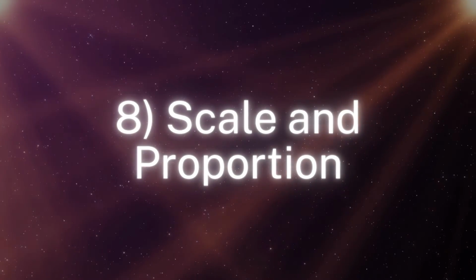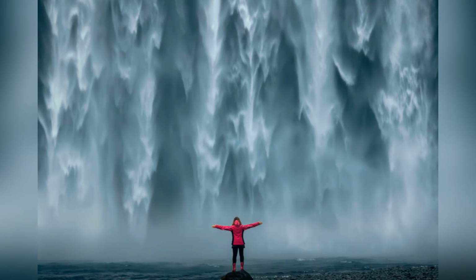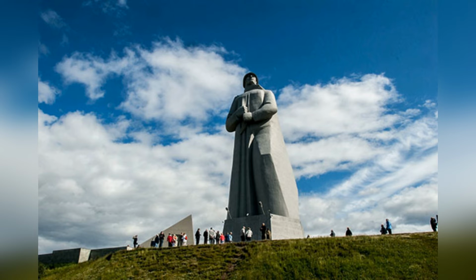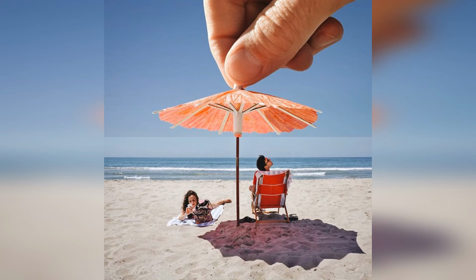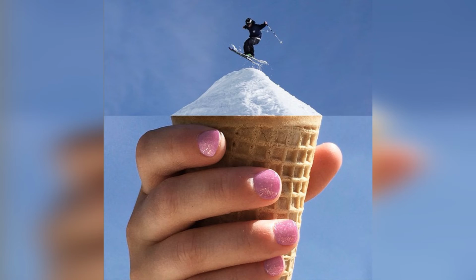Number 8. Scale and proportion. Scale is the ratio of the distance between 2 points on an image to the actual distance between the same 2 points on the ground. Whereas proportion in photography is usually comparing the size of objects, or the amount of one thing to the whole. This depends on the creativity and skill of the photographer.